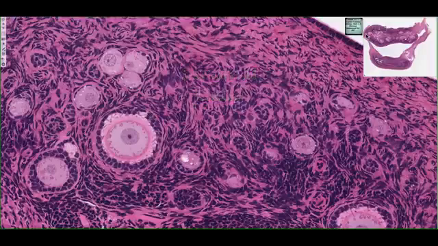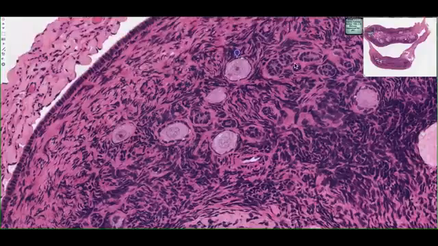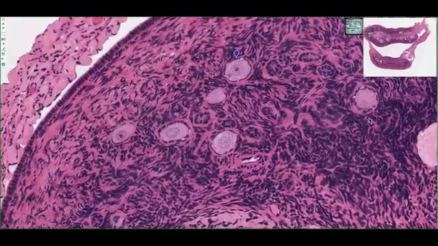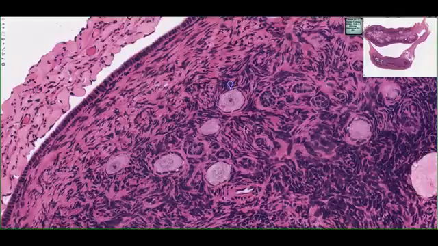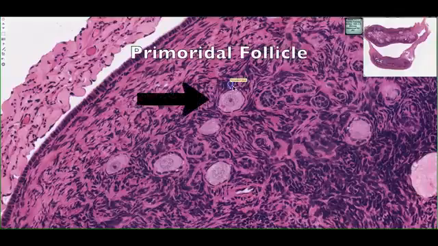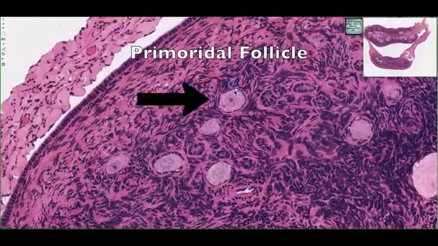If we look at specific stages of follicular development, we can see this cell in the center of the field. This is called a primordial follicle. It consists of a single layer of flattened cells, also known as follicular cells, and they surround the oocyte. Here we can see the cytoplasm, the nucleus, and the nucleolus of the oocyte.